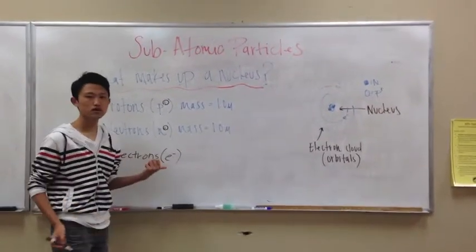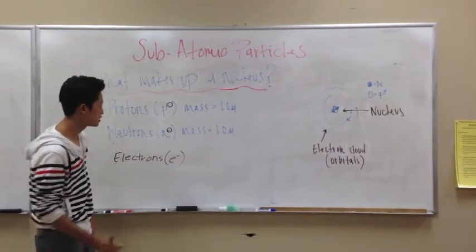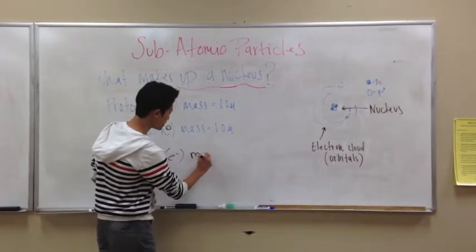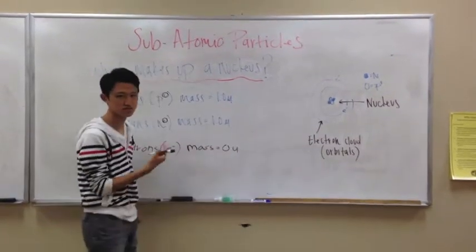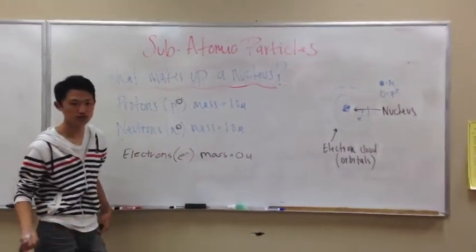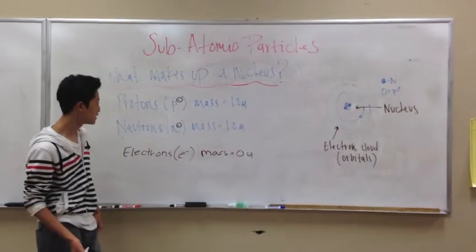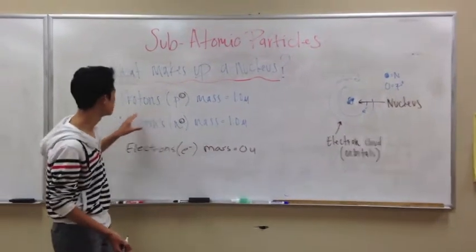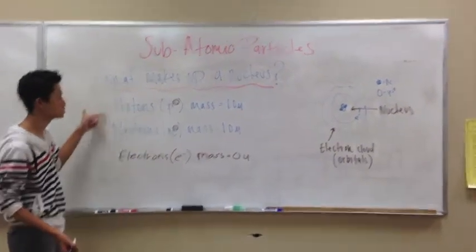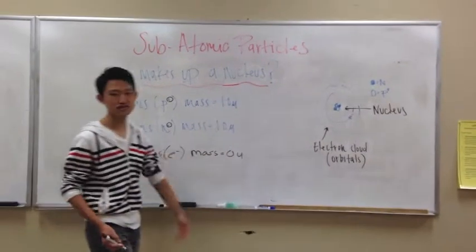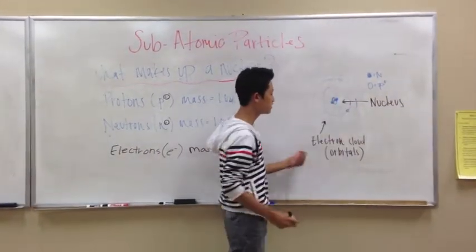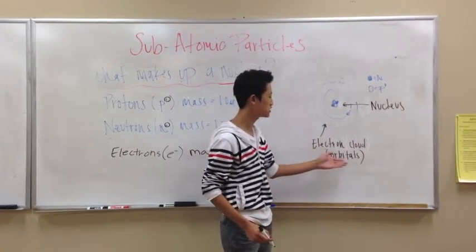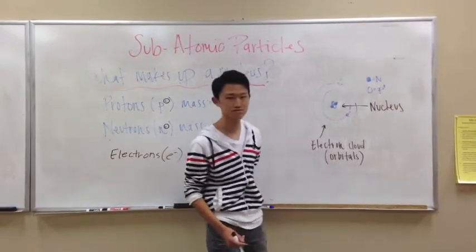And also, one thing you might want to know about electrons is that they are so small and so light that their mass is virtually zero. And when you do math, that's why most of the mass of an atom comes from protons and neutrons. And by looking at the diagram, you can see most of the electrons orbit around the nucleus, and they form this thing called the electron cloud, also known as the orbitals.